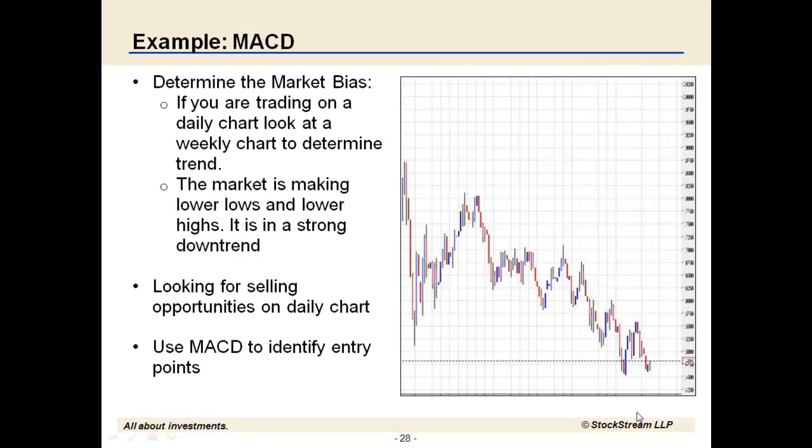The first step in developing a trading strategy using MACD is to determine the market bias. By looking at the chart on the right, you can see that the market is making a series of lower lows and lower highs, and is therefore in a downtrend. We will be looking for selling opportunities in this market. Next, we will use a MACD to determine a selling strategy.